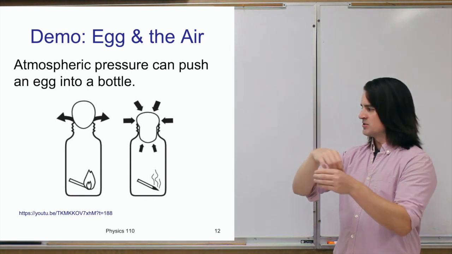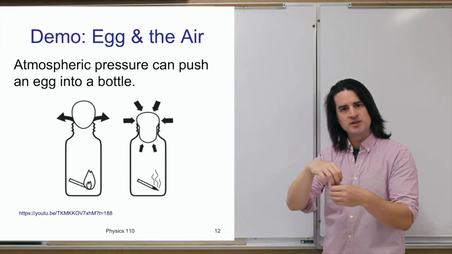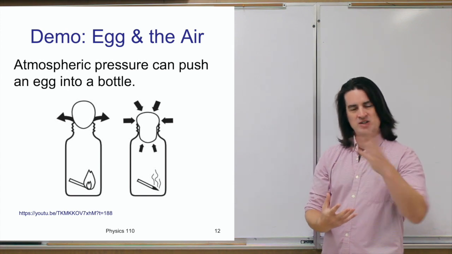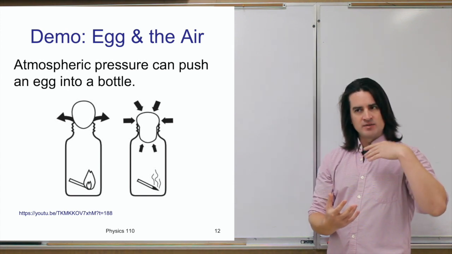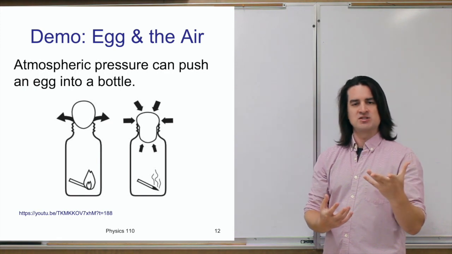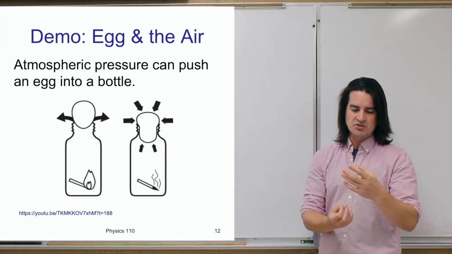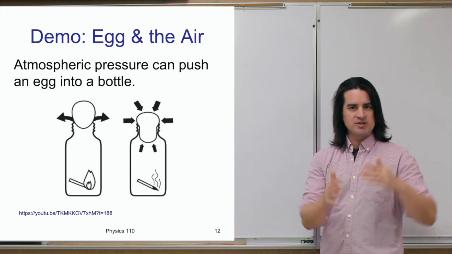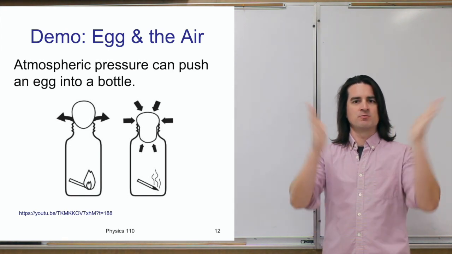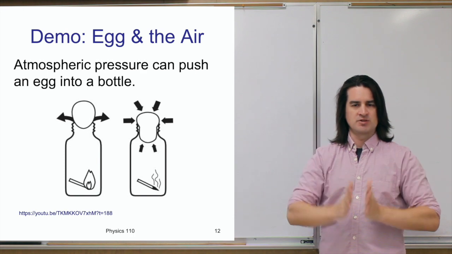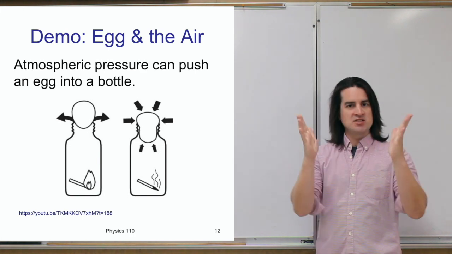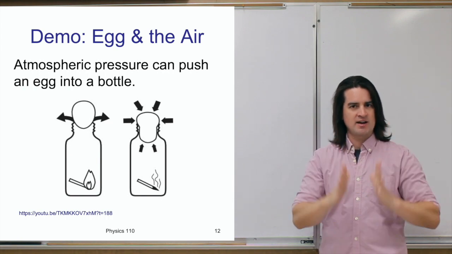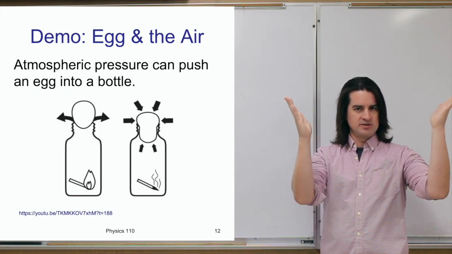It's slightly complicated, but what that's going to do is the flame is going to heat up the air inside. We haven't talked about that much yet, but heating up gas actually increases the pressure of the gas. So when you heat up the air inside the bottle, it's at a higher pressure than the air outside, and so that air wants to rush outwards. It wants to push out against the atmosphere. And you can actually see that. You see the egg start to get pushed up a little bit as the air inside is forced outwards.